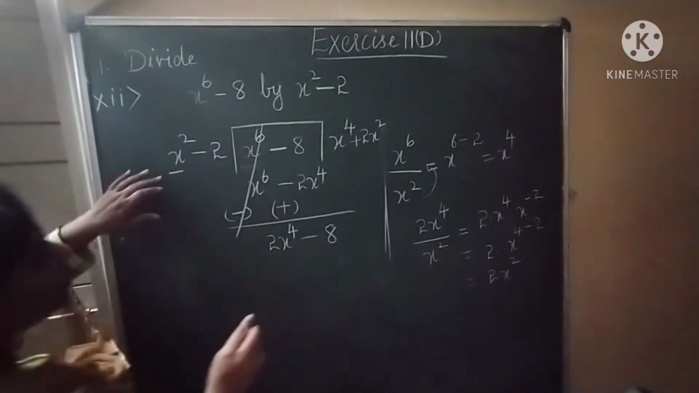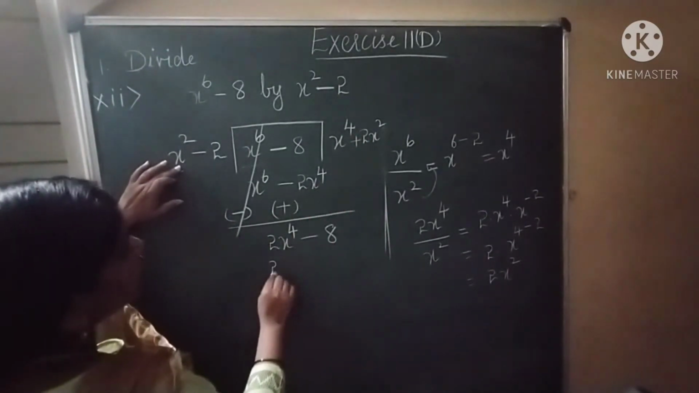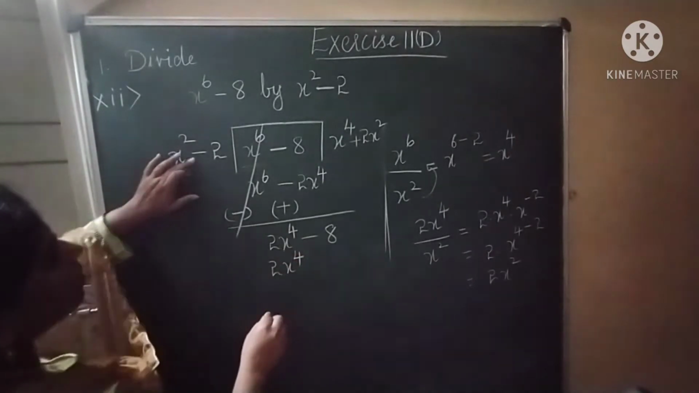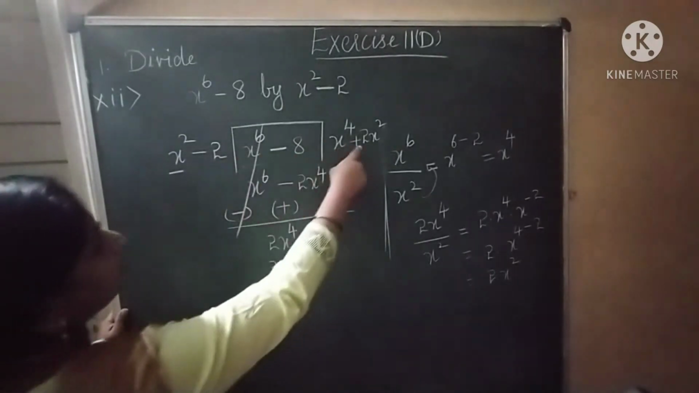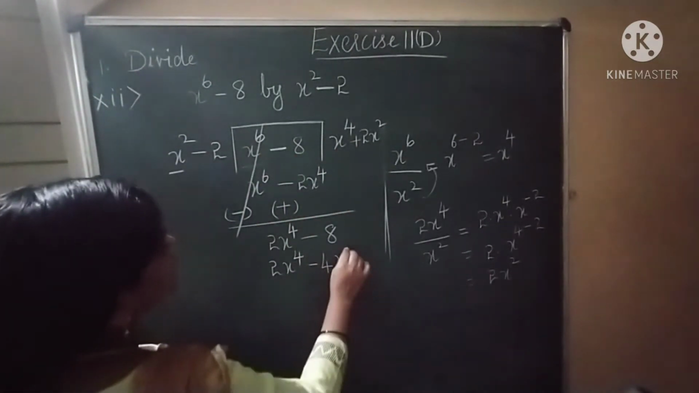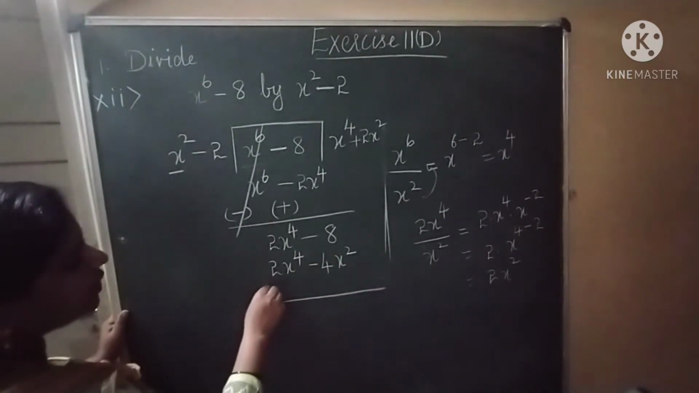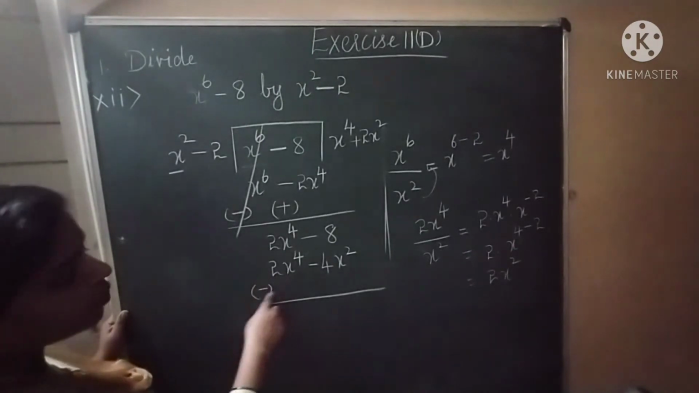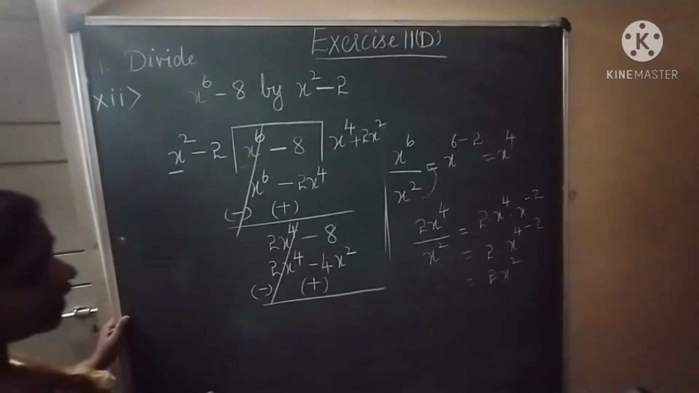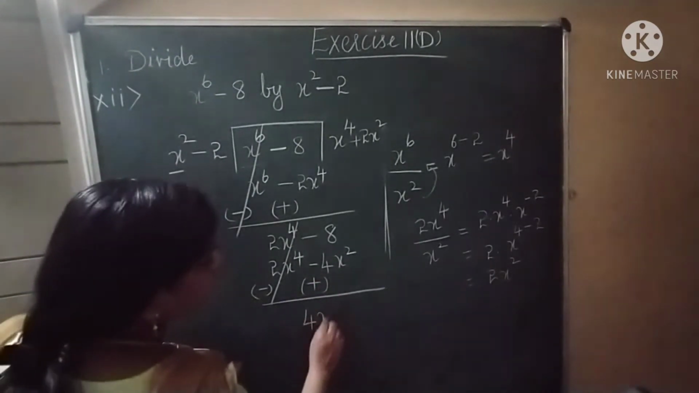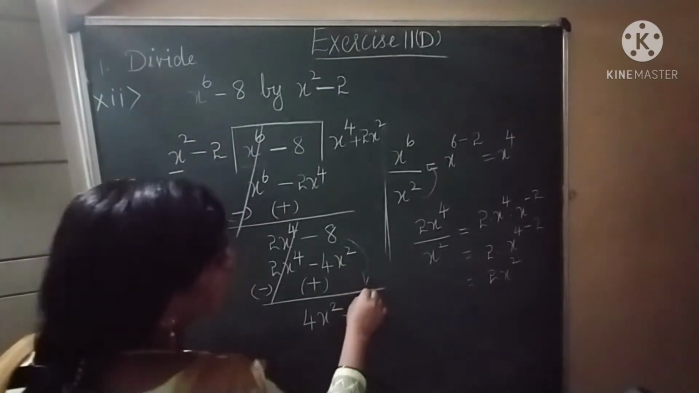Now we start multiplying. X square into plus 2x square gives you 2x to the power of 4. Then minus into plus is minus, and 2 into 2 is 4, so 4x square. Draw a line below, leaving space so that we can change the signs: plus to minus, minus to plus. One term gets cancelled and you remain with 4x square minus 8. Bring down this minus 8.